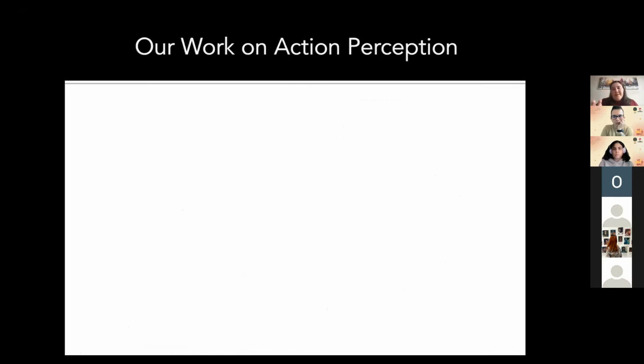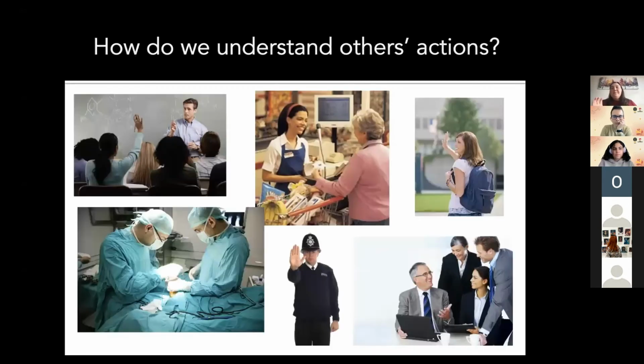Okay, so finally, in the last part of my talk, I would like to talk about our lab's work on visual perception of actions, or action perception, in which we use one of these methodologies. But before I talk about that, I would like to give you brief information about what action perception is, what we study in general, what our research questions are. Okay, so the biggest question we ask is, how do we understand others' actions? We are interested in how we perceive the people who are acting around us.